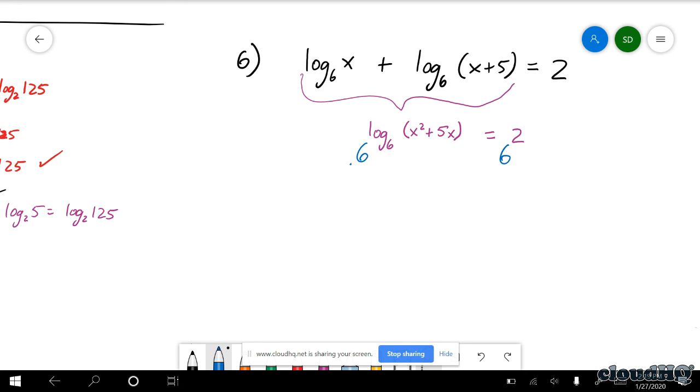with the base of 6. X squared plus 5x is equal to, over on the right side, nothing canceled, so you actually have 6 to the second power, which is 36. Then as you consider this problem, looks like we need to set it equal to 0 and see if we can factor.